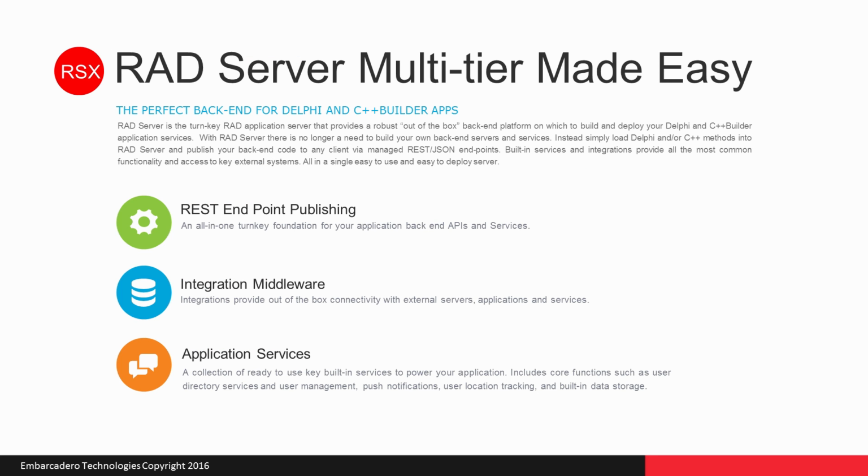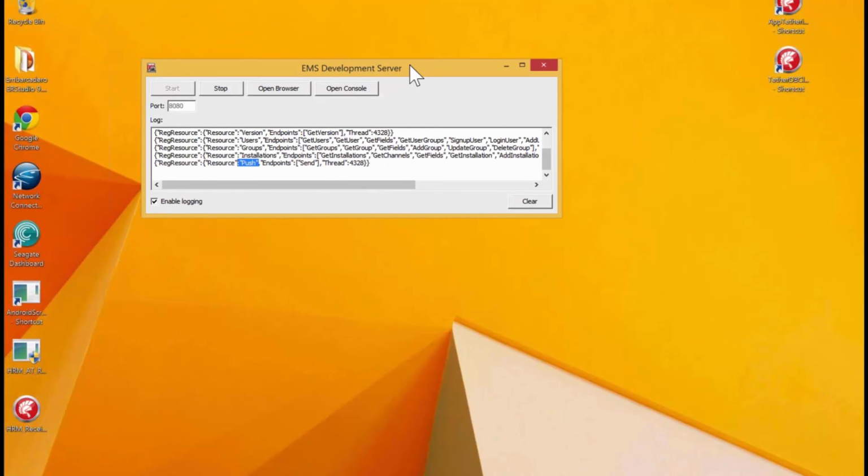The three key items with the RAD Server are REST endpoint publishing for your APIs. RAD Server is an application server for your backend for your Delphi or C++ Builder code. You put your Delphi or C++ Builder code into RAD Server and it creates manageable REST endpoints. Now let's look at how to add existing or new Delphi or C++ Builder code to RAD Server and create REST endpoints. As we see here, it's this EMS server.